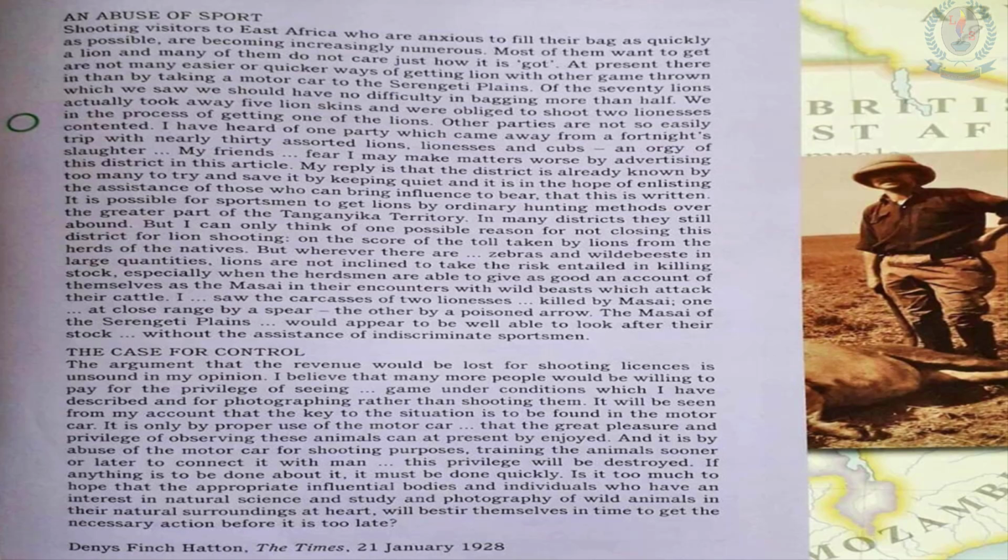It's page number 59 in non-fiction. An abuse of sport. Shooting visitors to East Africa who are anxious to fill their bag as quickly as possible are becoming increasingly numerous. Most of them want to get a lion, and many of them do not care just how it is got. Here, as the writer says, the number of visitors who came for shooting to East Africa was increasing in large numbers. Their one and only purpose was to get a lion. Most of them did not worry about how it was got.